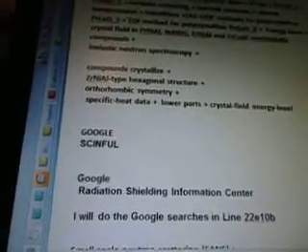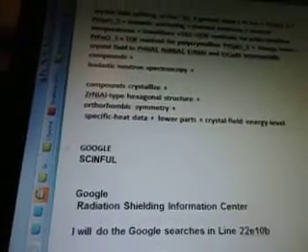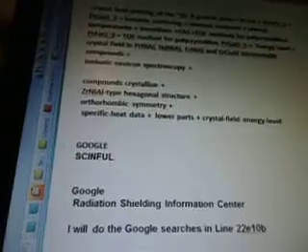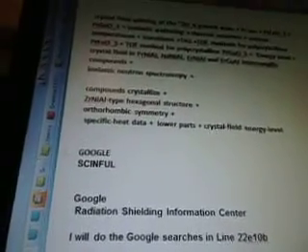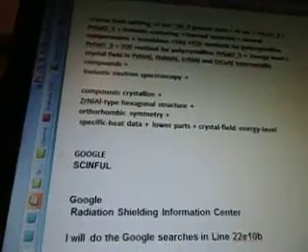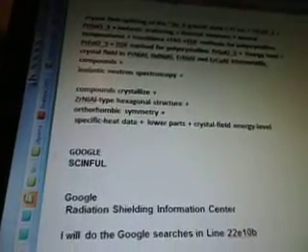intermetallic compounds, plus inelastic neutron spectroscopy, compounds crystallized, plus ZrNiAl type hexagonal structure, plus orthorhombic symmetry, plus specific heat data, plus lower parts, plus crystal field energy level.